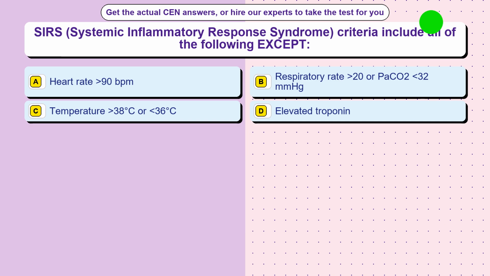Question 28. SIRS, Systemic Inflammatory Response Syndrome, criteria include all of the following except: Option A, heart rate greater than 90 bpm. Option B, respiratory rate greater than 20 or PaCO2 less than 32 mmHg. Option C, temperature greater than 38 degrees C or less than 36 degrees Celsius. Option D, elevated troponin.